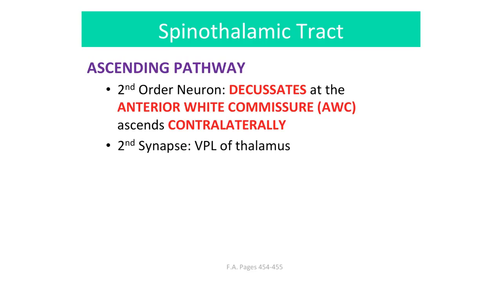Now, second synapse is always going to be in the VPL of your thalamus before it goes up to your sensory cortex. All sensation must stop at your thalamus with the exception of olfactory. So you see in blue there your first order neuron, your sensory nerve ending entering your spinal cord, your A delta and C fibers. A delta are your fast myelinated fibers. Your C fibers are your slow unmyelinated fibers.